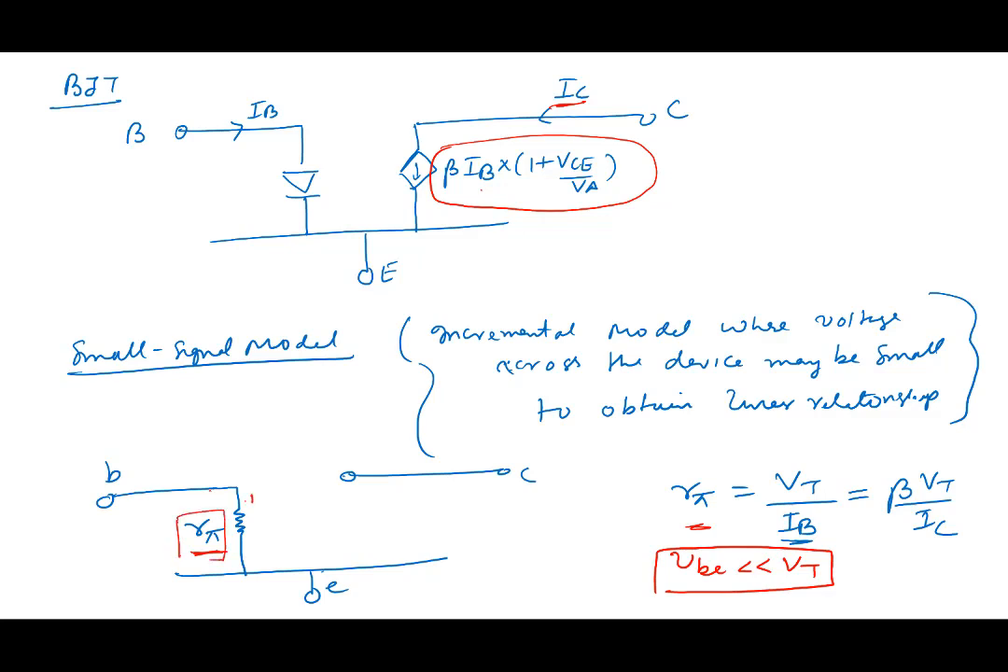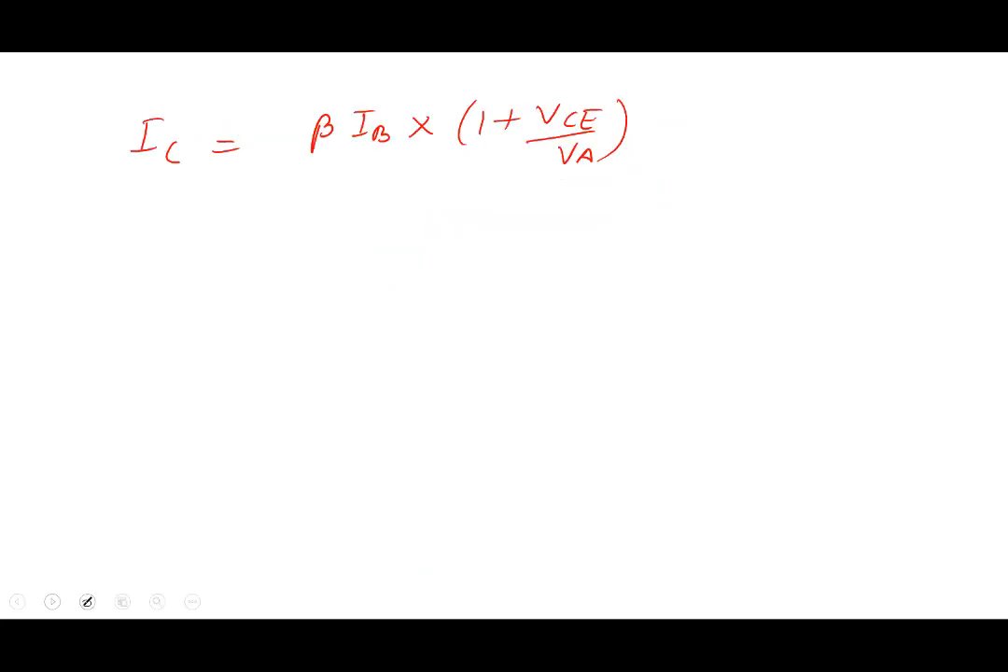And we call this voltage VBE, or V pi, whatever you want to call it. So this much is clear: between base and emitter I have a resistance R pi, and we know how to calculate R pi. Now let's go back and look at what we do to this element, IC.